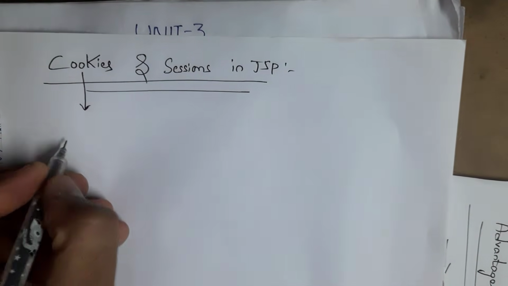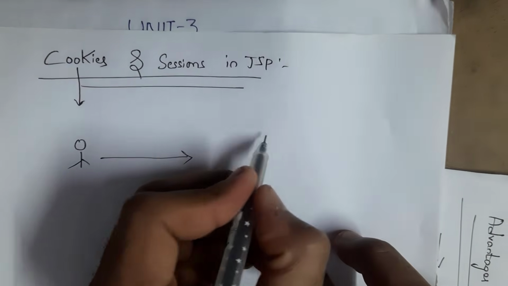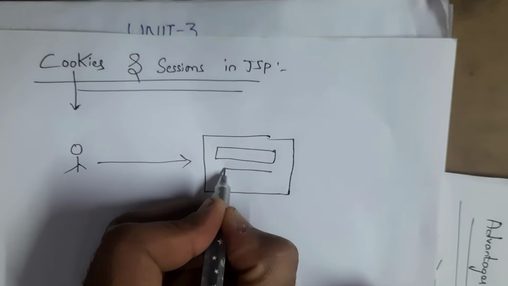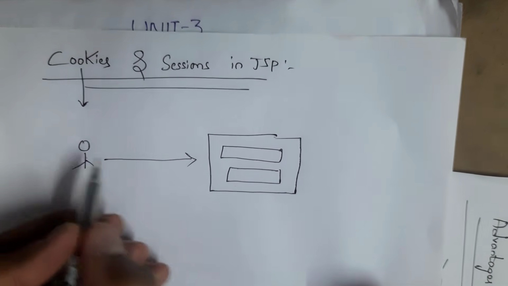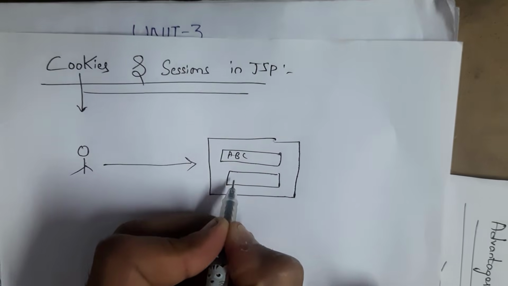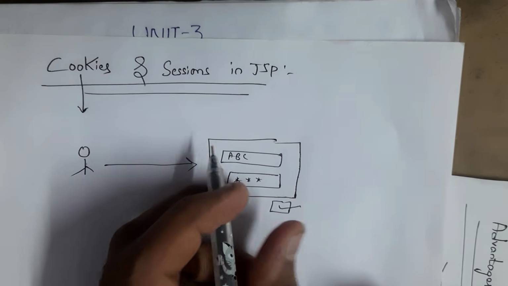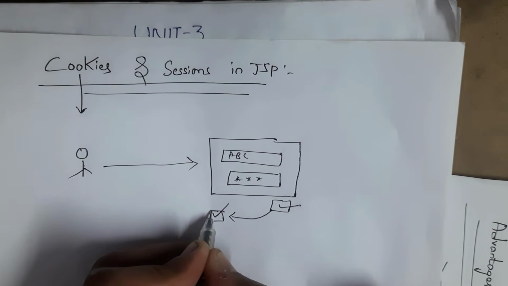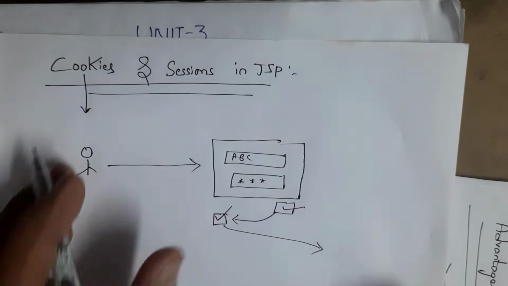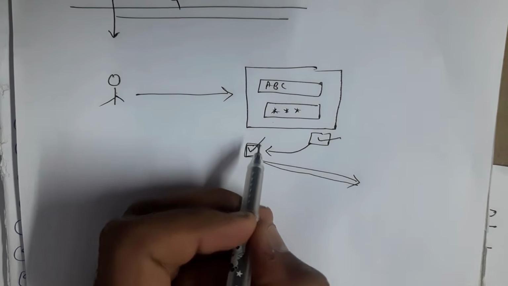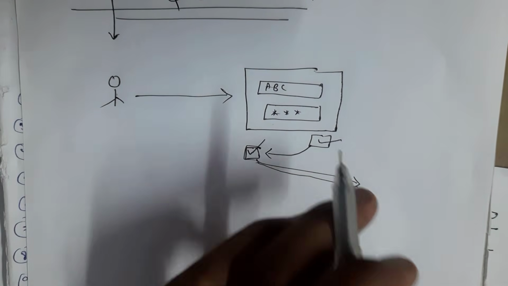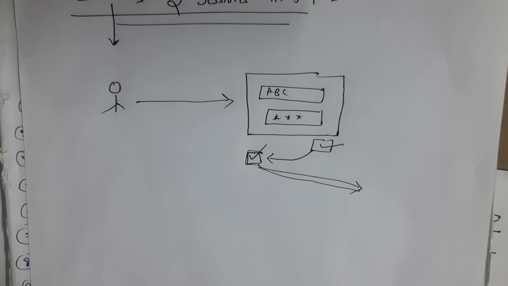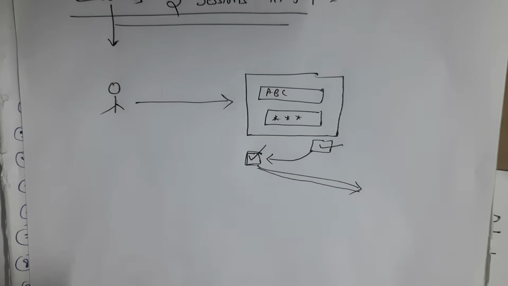For example, a user opens a particular website on the internet. That website contains username and password fields. This person enters the username and password and clicks on login. Once he clicks on login, it will ask for remember. If this person clicks on remember, then cookies are created in his system. Clicking on remember is nothing but this person setting cookies in his system. This is known as cookies. Cookies are small text files that are stored in the user's system.